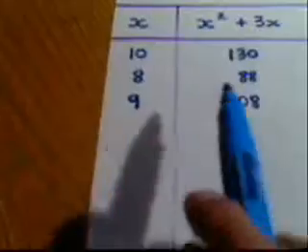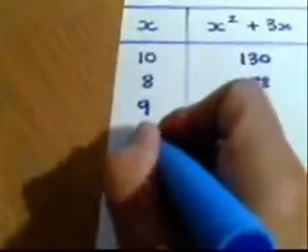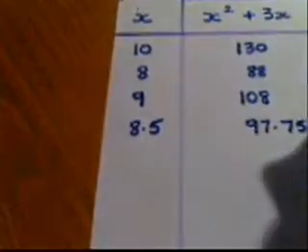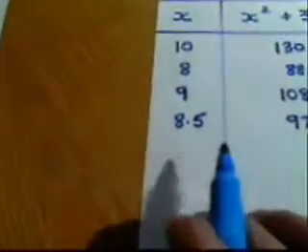Just to remind you, you can use your calculator in the middle of it here to work the value out. So now I'm down to knowing that my answer lies between 8 and 9. So just as before, I'm going to go in the middle and try 8.5, and that will give me a value of 97.75, which is too low. So my answer now lies between 8.5 and 9.